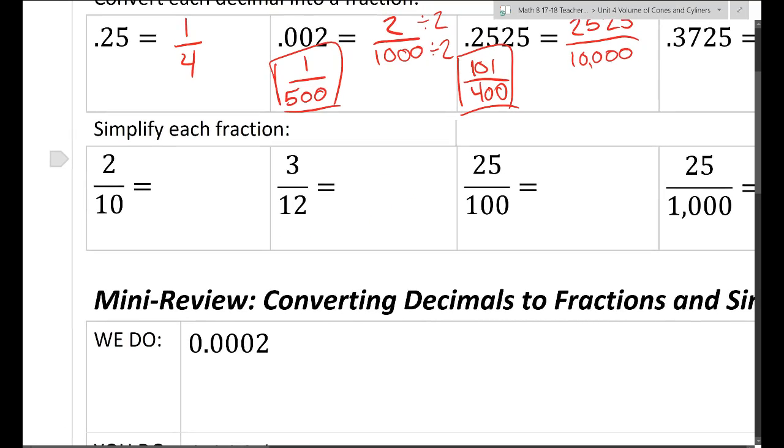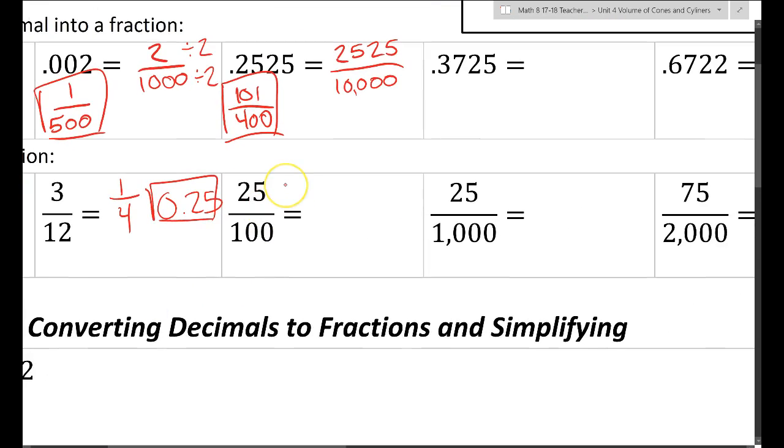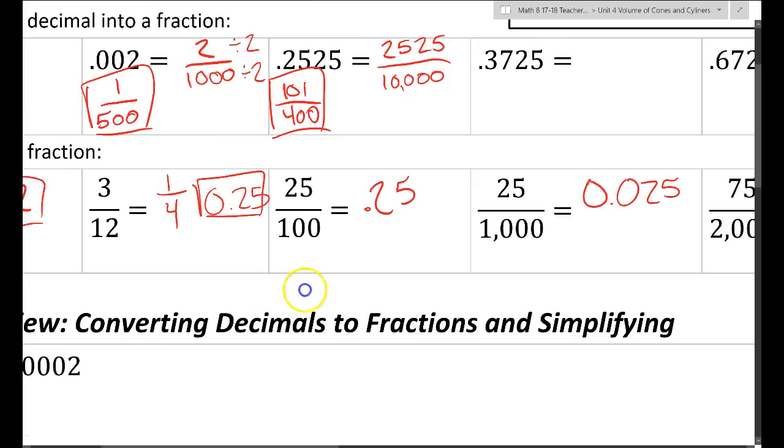Now, simplifying each fraction. These are actually really simple. 2 over 10 is literally 2 tenths, which is written like that. 3 over 12 can be simplified to be 1/4, which is actually 0.25. And we would continue along in that pattern. Hopefully you see that this is also 25 hundredths, which is written like that. This is 25 thousandths, which means it's 0.025. And then continuing on from there.